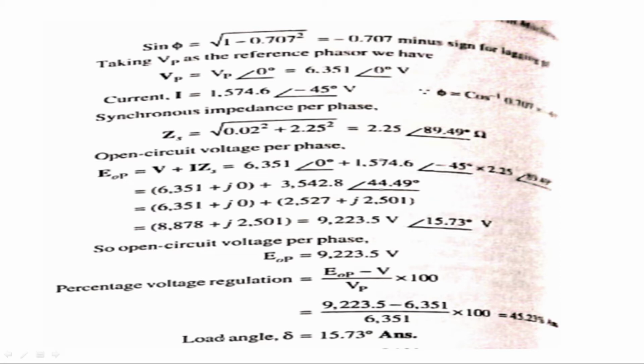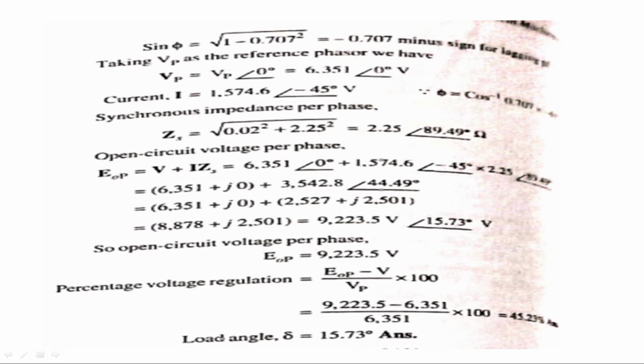We can write it in rectangular form also. When you do it in a calculator, we can directly get it in rectangular or polar form, or we can convert it also. So I am writing the Zs value in polar form as 2.25 angle 89.49 degrees ohms.